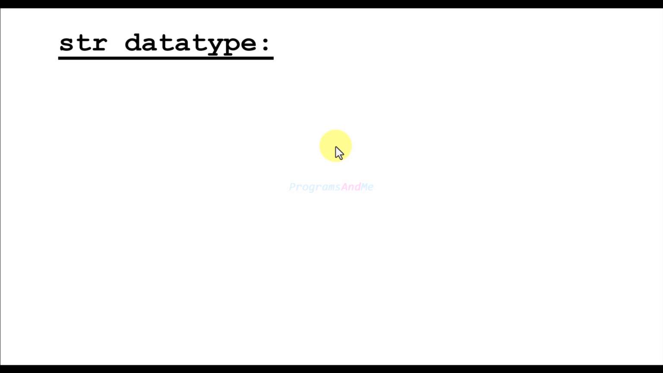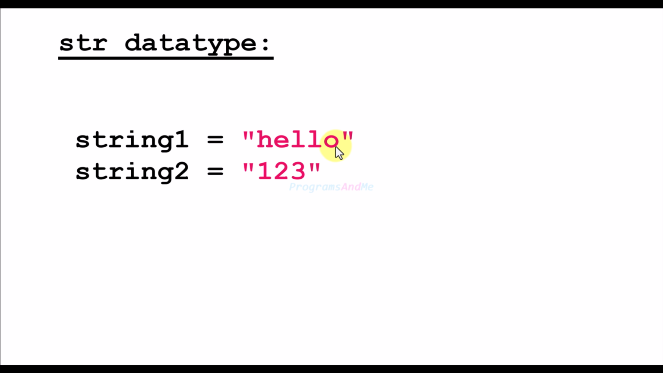Next, let's talk about str. Str stands for strings. Str is used to represent text or sequence of characters in Python. Here we can see examples. Hello and 1, 2, 3 are strings and the data type of these values is str.